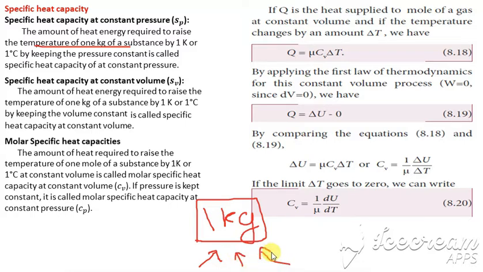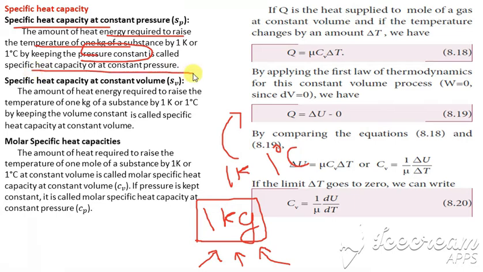So எவ்வளவு அளவுக்கு நம்ம heat supply பண்ணா அந்த substance ஓட temperature வந்து 1 Kelvin or 1 degree Celsius அப்படின்னு convert ஆகுமோ, அதுக்கு பேர் தான் specific heat. Okay, and this can happen in two things, either at constant pressure or at constant volume. So the amount of heat energy required to raise the temperature of 1 kg of substance by 1 Kelvin or 1 degree Celsius by keeping the pressure constant, that is called as specific heat at constant pressure. அதுவே volume constant அப்படின்னா it is constant volume.